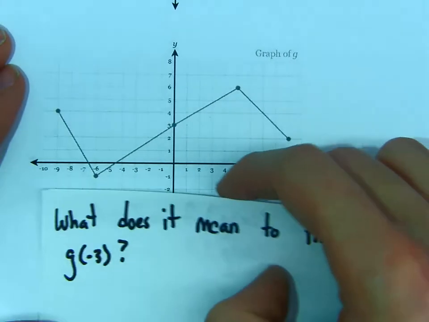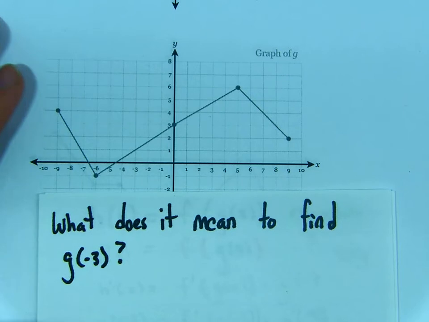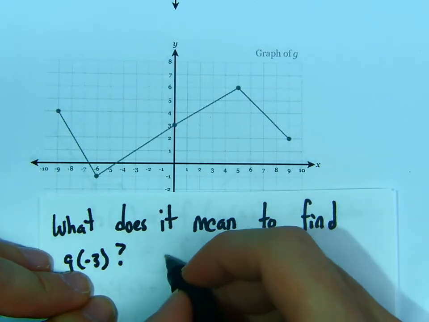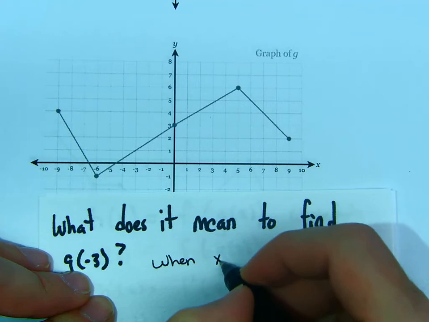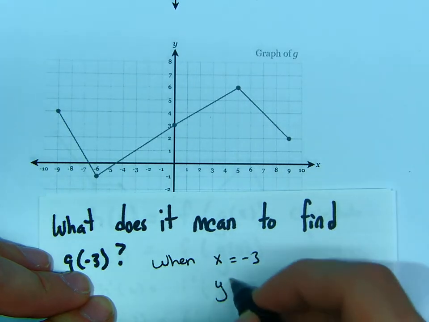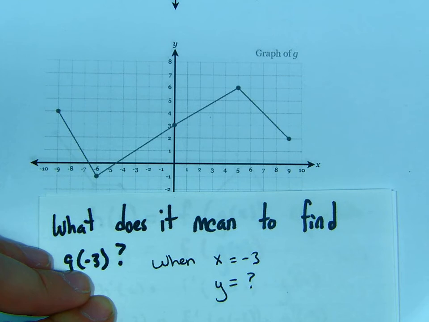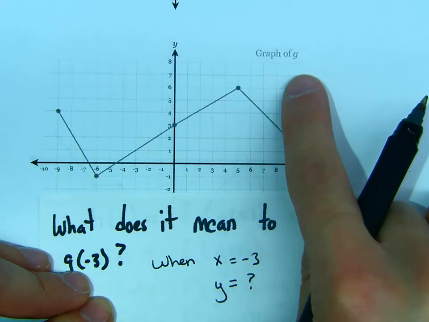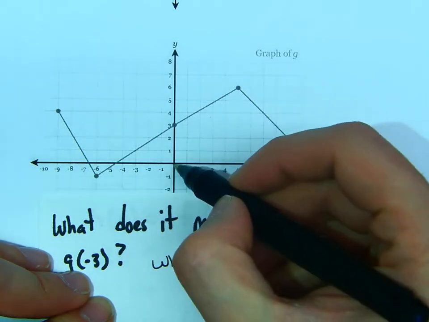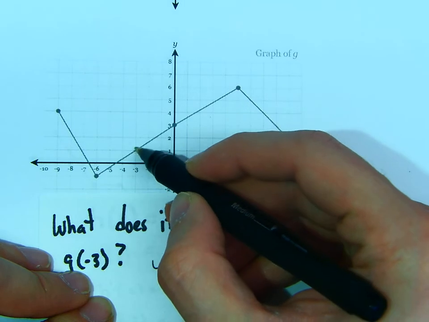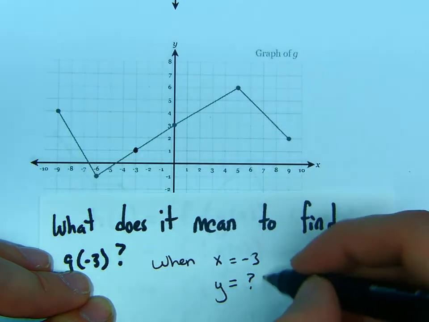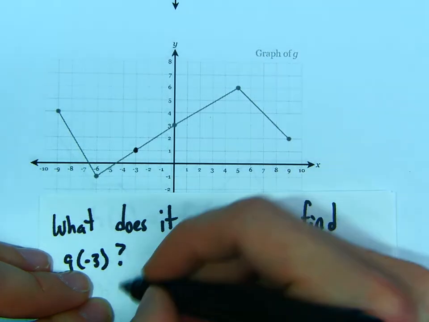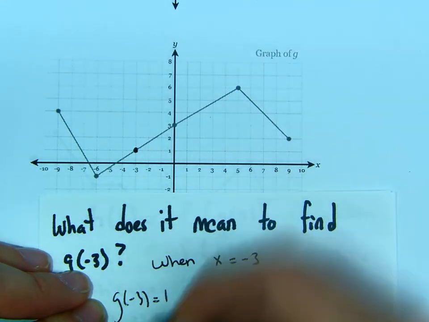If this is the g graph, we're going to take a look at g. What does it mean to find g of negative 3? Pause the video and think about it. Here, when x equals negative 3, y equals what? We're looking at the g graph, so when x is negative 3, what is that y value? It looks like it's positive 1. Congratulations. So g of negative 3 is just equal to 1.